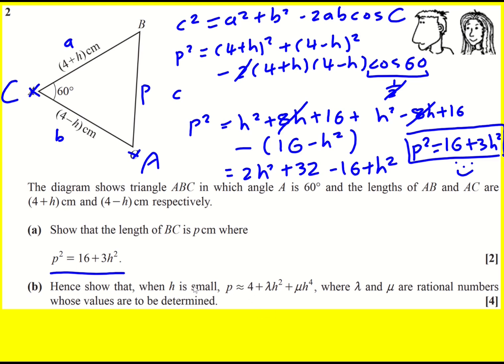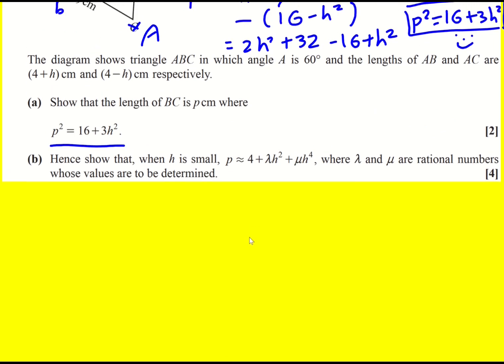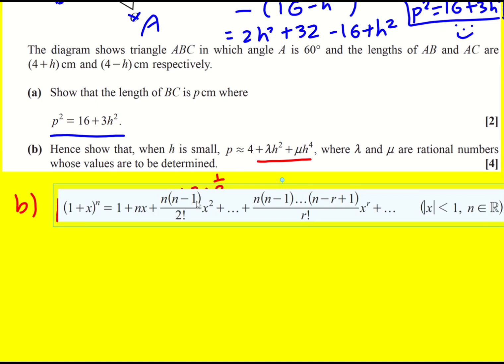Hence show when H is small that P will approximately equal this. Well, we have P squared, so it must be that P is going to equal the positive square root of 16 plus 3H squared. But what it seems to be referring to is an expansion. So I'm not going to write it as a square root. In fact, I'm going to write it as to the power of a half. And we need to do a binomial expansion.